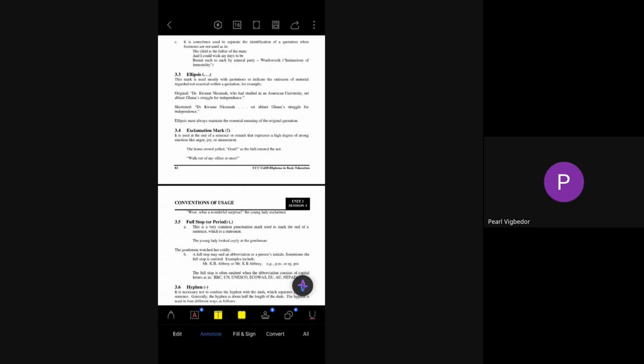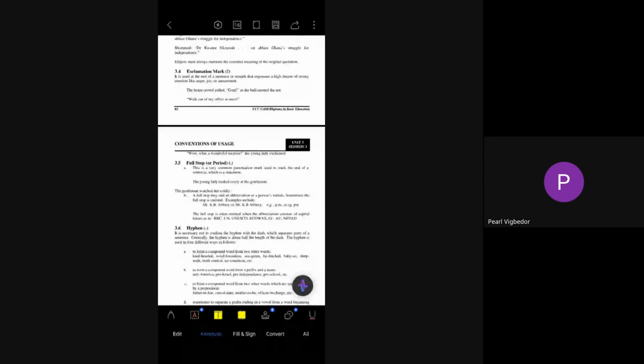In this sentence, we can ellipse a part of the sentence, and the ellipted part will not change the meaning of the sentence. So they have given us the short form of it just under it. So Dr. Kwame Nkrumah, we have the ellipsis sign, which is 3 dots. So the moment you see the 3 dots, it is ellipsis. So Dr. Kwame Nkrumah set ablaze Ghana's struggle for independence. So the ellipted part is who had studied in American University. So that particular aspect, when it's taken from the sentence, does not change the meaning.